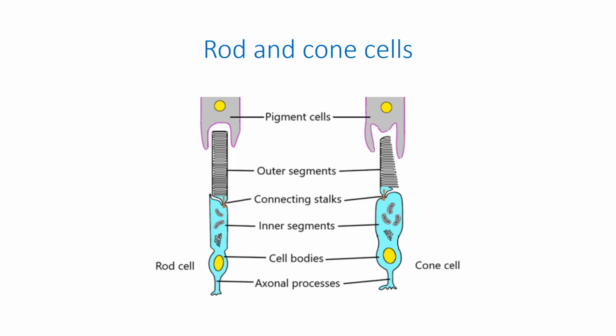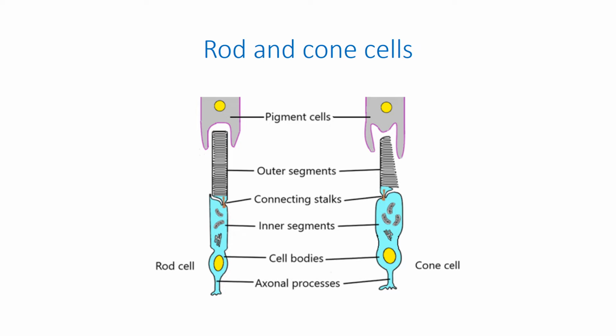The retina contains approximately 120 million rod cells and 6 to 7 million cone cells. They consist of three parts: rod or cone respectively, cell body, and axonal process. Each rod or cone, in its turn, also consists of three parts: the outer segment, the connecting stalk, and the inner segment. The outer segments are the sites of photosensitivity.